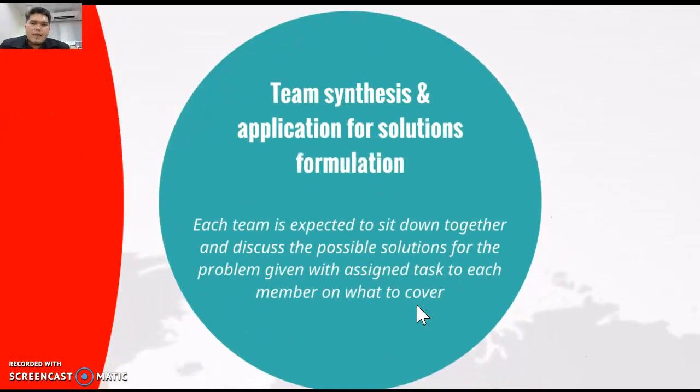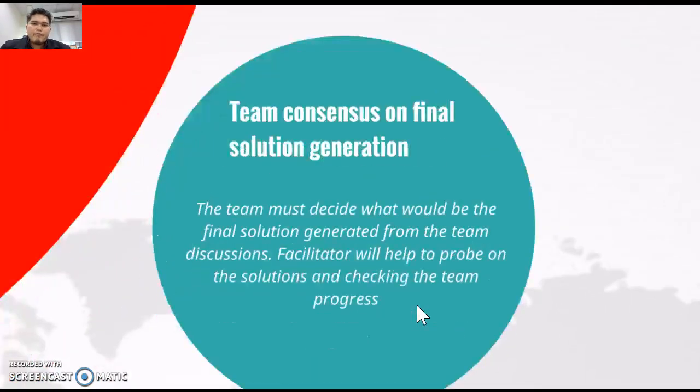The second part is when you go out from the class, you need to meet again among yourselves to discuss what the applications are, what the solutions are towards the problem that is given to you. So you need to sit down together and discuss what the possible solutions for the problem are, and you need to give some assigned tasks to each member to solve that particular problem.